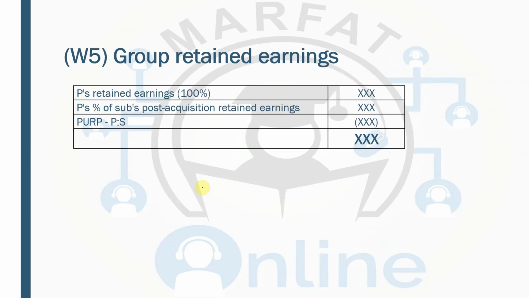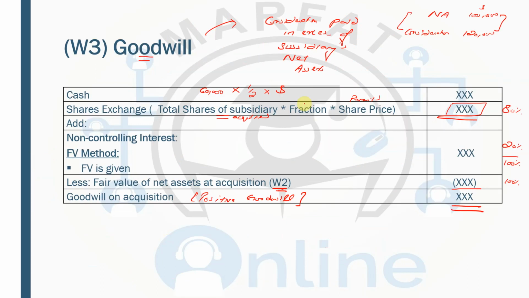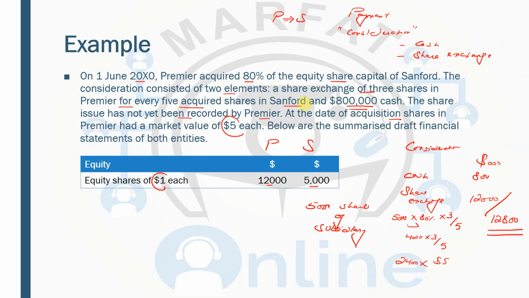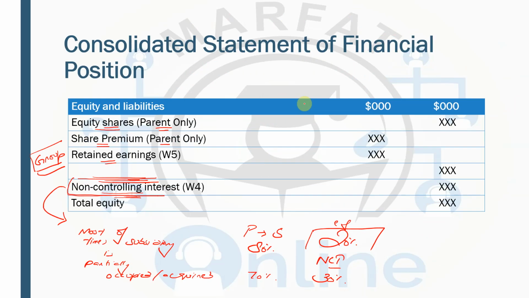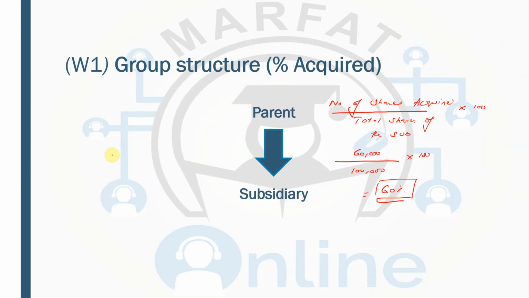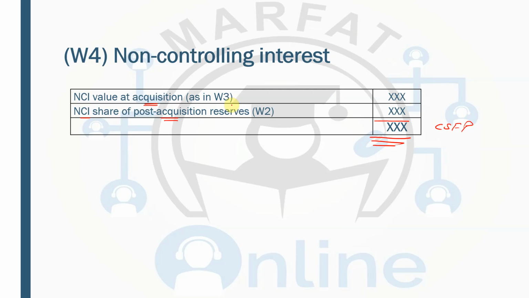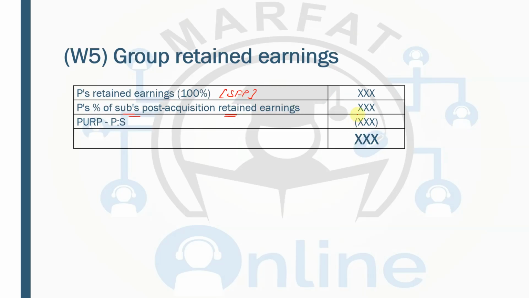Now the last working is the group retained earnings. Again, the group retained earnings, let me show you where this figure is. We have already studied that the equity section is of the parent only. So retained earnings, working number 5, which we are going to calculate. So the parent's retained earnings, from where can we get it? From the parent's statement of financial position. And then you add the subsidiary's post-acquisition reserve, which is the share of the parent. We gave the share to the NCI and now we are giving the share to the parent.